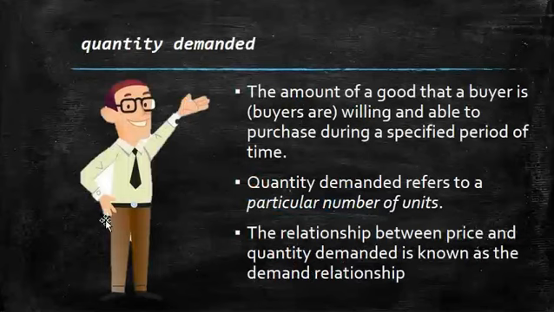So we have quantity demanded. What is quantity demanded? The amount of good that buyers are willing and able to purchase during a specified period of time. Quantity demanded refers to a particular number of units. The relationship between price and quantity demanded is known as demand relationship.